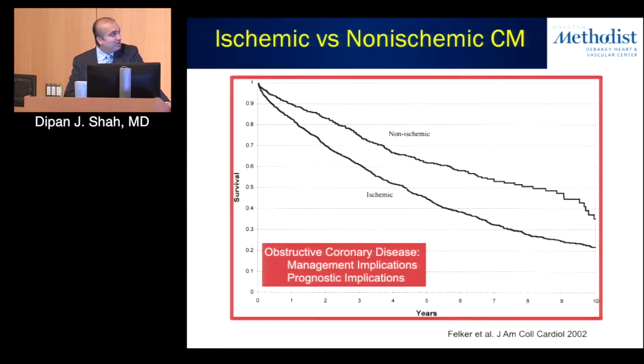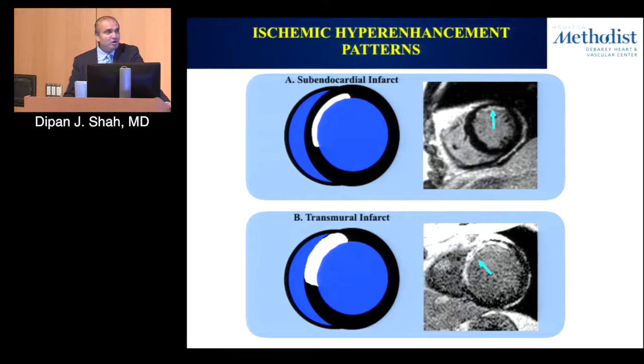So in fact, what I'm going to talk about most of this talk is this technique called late gadolinium enhancement CMR, or LGE. And this is a technique whereby we administer gadolinium contrast, and the gadolinium goes to areas where there's myocardial infarction or myocardial fibrosis. And it appears basically when we do this technique as areas of bright or hyper-enhanced areas.